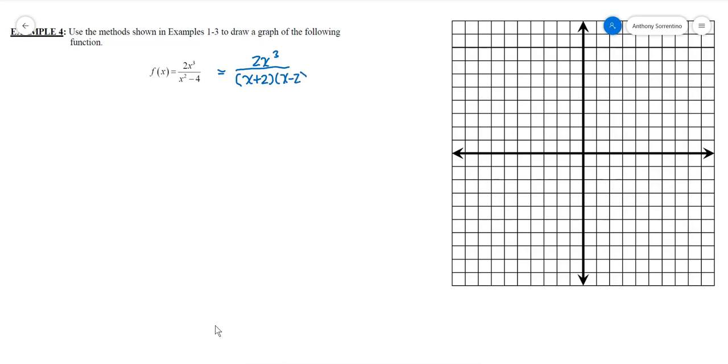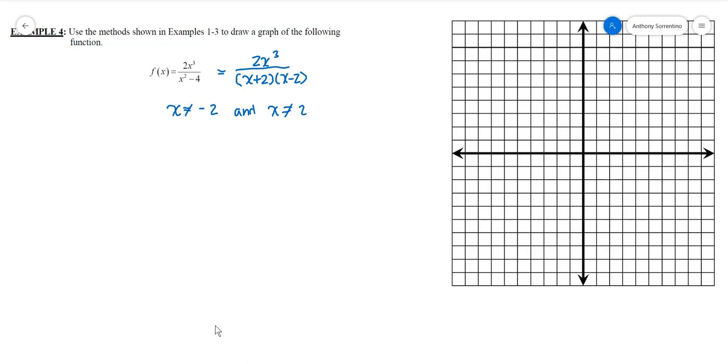And it's important for me to have that because now I can say I have domain restrictions. X cannot equal negative 2 and x cannot equal 2. If I didn't realize that before from the x squared minus 4, which I could simply set equal to 0 and solve that way, I can at least see it now because once I have them factored, I can figure out what makes them 0.